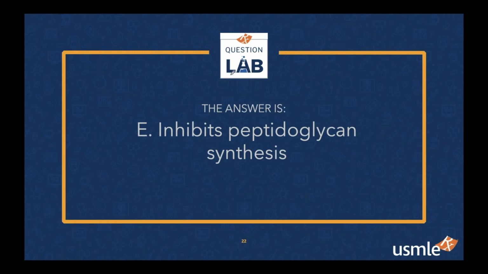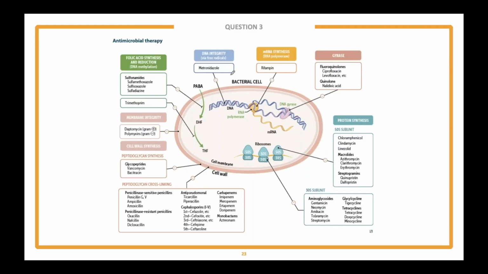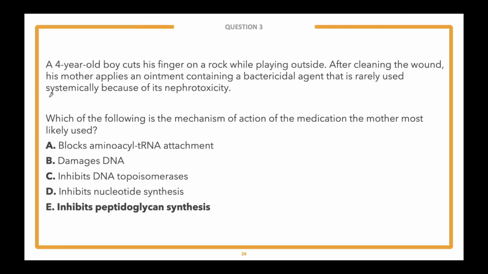Ari. Yeah, absolutely. So this one's a bit tricky, I think, for sure. For this question, we learned that there's a 4-year-old boy who gets a cut on his finger, and his mom is going to apply a bactericidal topical ointment. Bactericidal meaning it doesn't just slow down the bacteria, but it actually kills it. And it's topical. We learned that we don't use it systemically because of its nephrotoxicity. So we have to think about something that may not have a systemic form, or that we don't use in an oral or IV form, in other words, because it's too toxic to the kidneys.